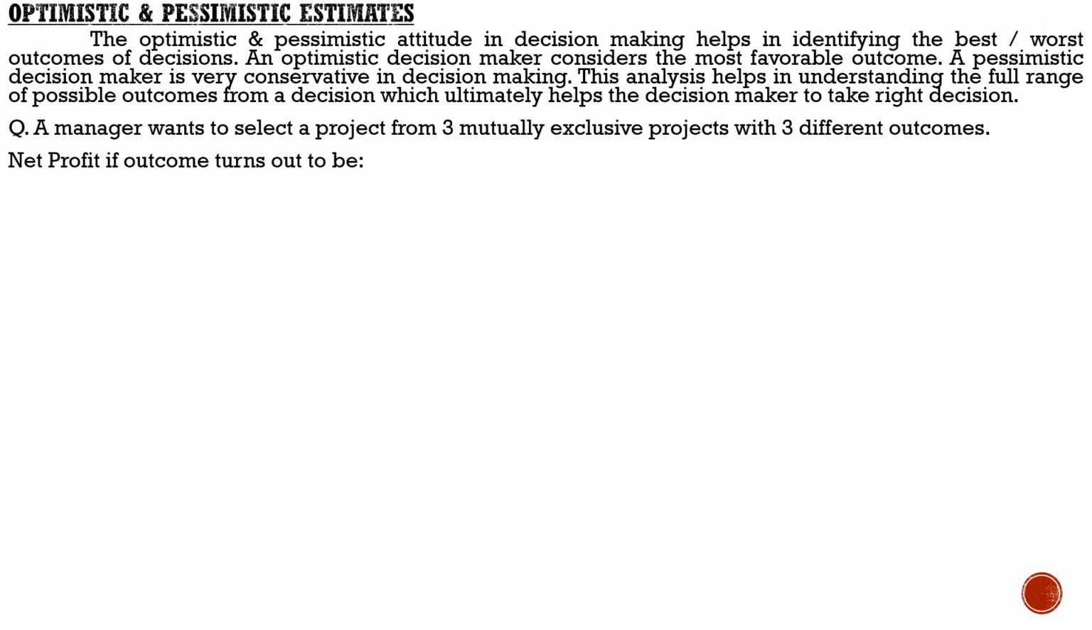Net profit if the outcomes turn out to be three outcomes is given. For each project, three outcomes are given: the outcome of one project, the outcome of another project, and the outcome of another project. For project X, there will be three outcomes.